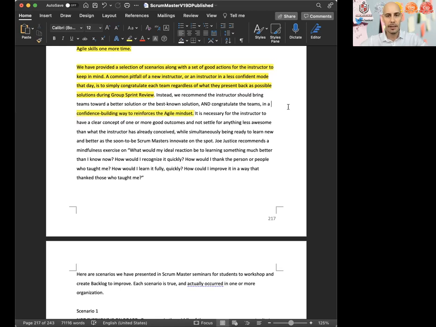It is necessary for the instructor to have a clear concept of one or more good outcomes and not settle for anything less awesome than what the instructor has already conceived, while simultaneously being ready to learn new and better as the soon-to-be Scrum Masters innovate on the spot.